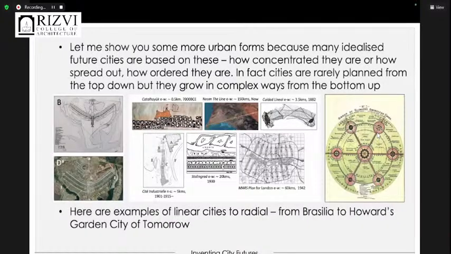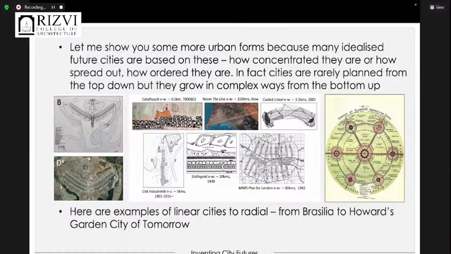Okay, now here are some other urban forms, which are many idealized cities. We've seen Frank Lloyd Wright and Le Corbusier in terms of their thinking about cities. There are lots of other cities. The pictures mainly on the left are linear cities. On the immediate left, which I've labelled B and D, I've picked those from a paper. This is Brasilia, which is a linear structure of some sort. It is the new capital of Brazil, founded in the 1950s.